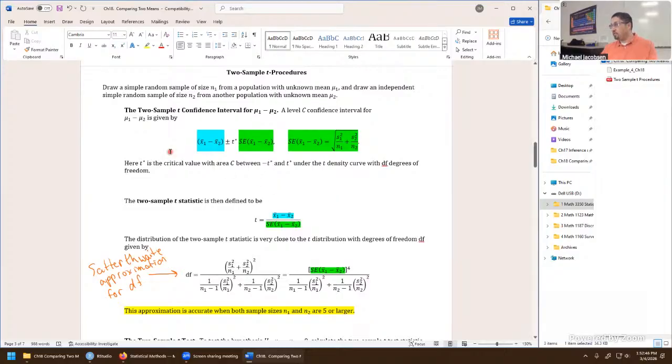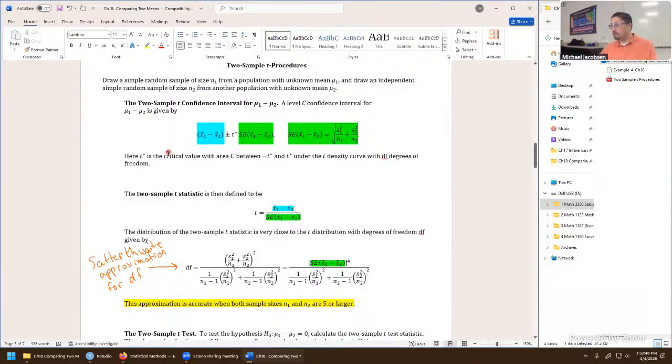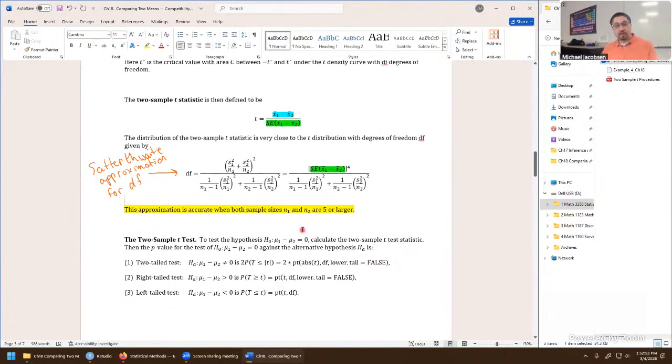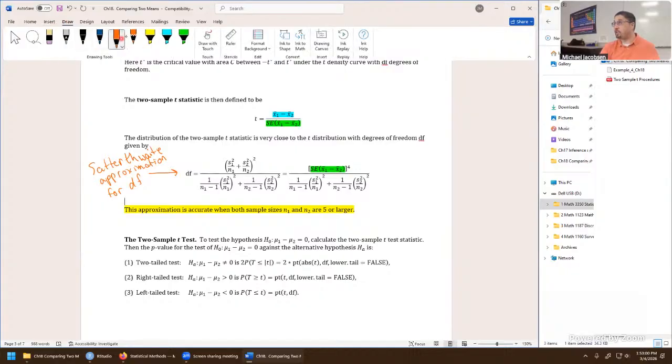Okay, so this is the entire confidence interval procedure. Below is the hypothesis test. And once again, notice the null hypothesis is mu1 minus mu2 is 0. This is our standard null hypothesis for the entirety of chapter 18. We're assuming that there is no difference between the populations, that the difference in the parameters is 0. So this is the null for all of chapter 18.